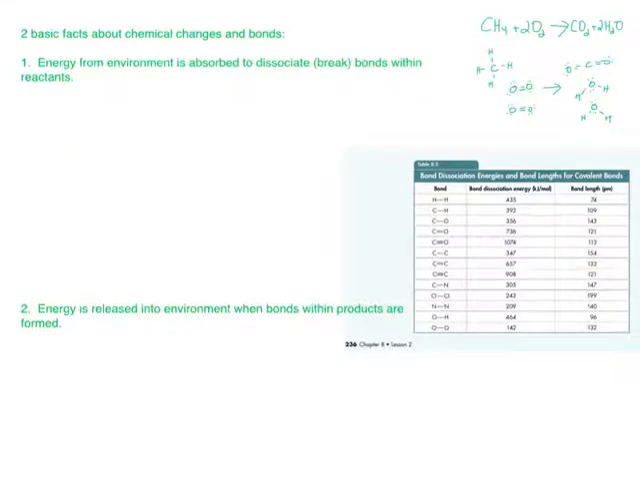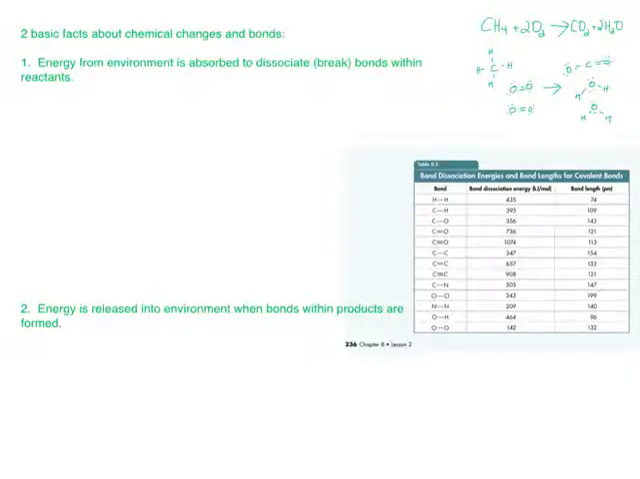Okay, let's move on talking about 2 basic facts about chemical reactions. When you have a chemical change, that basically means that the substances you start with, the reactants, change what they're bonded to. That means that bonds have to be broken and then new bonds have to be reformed.